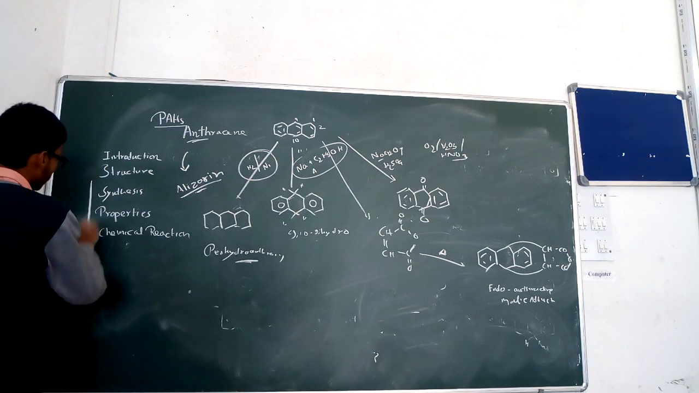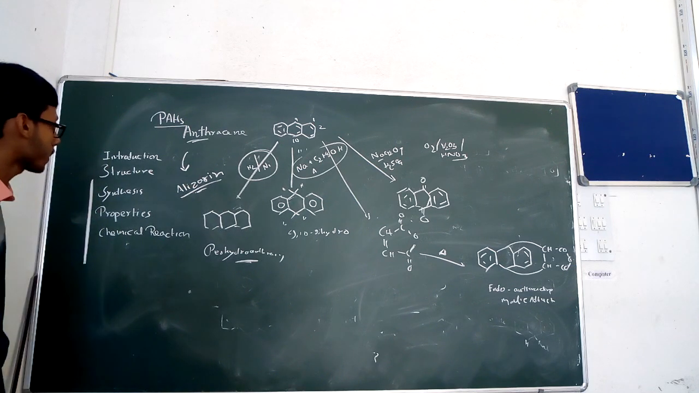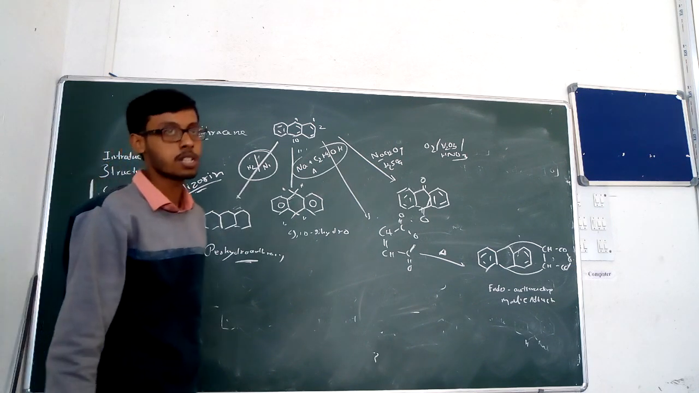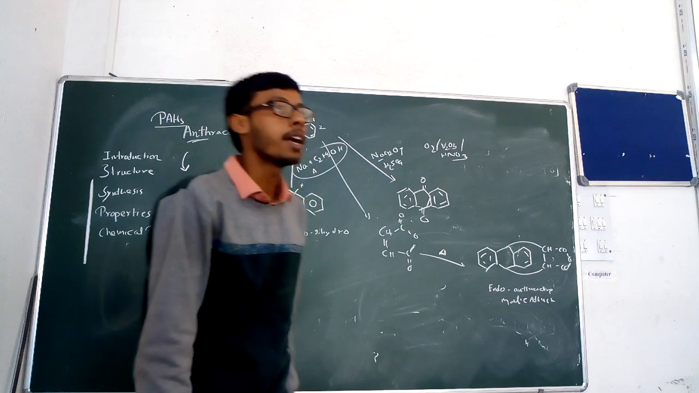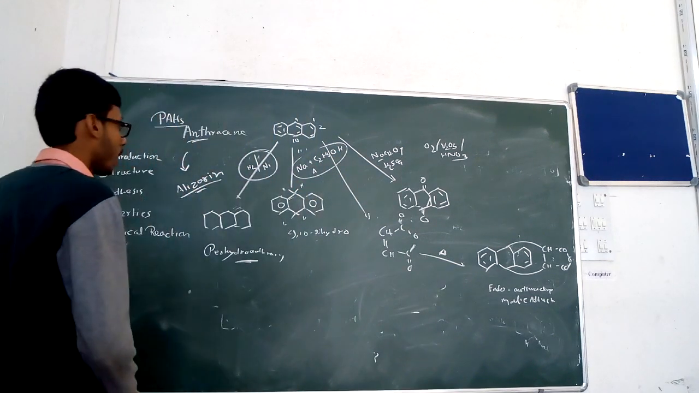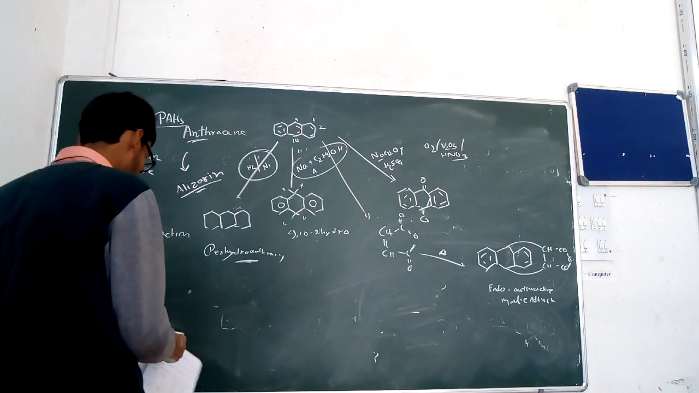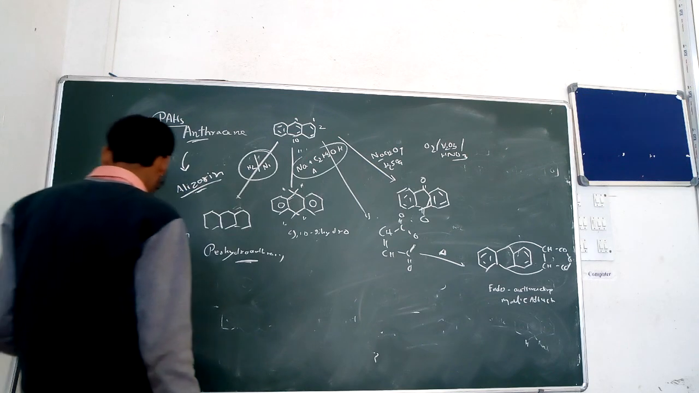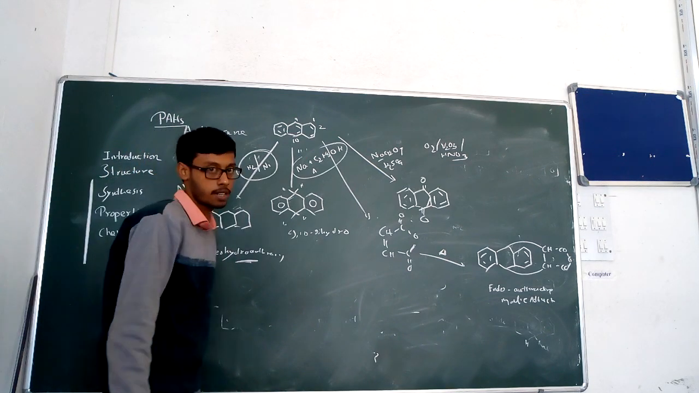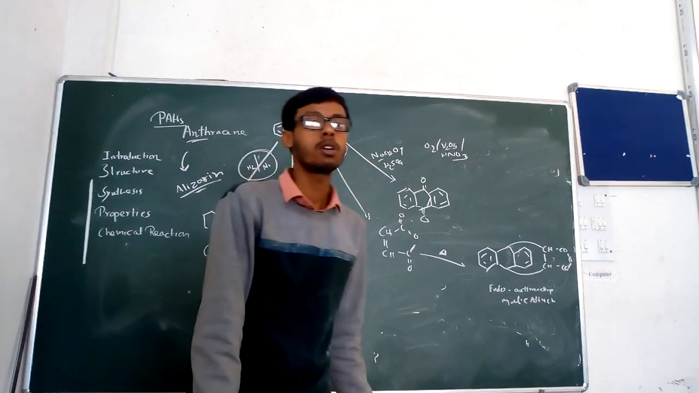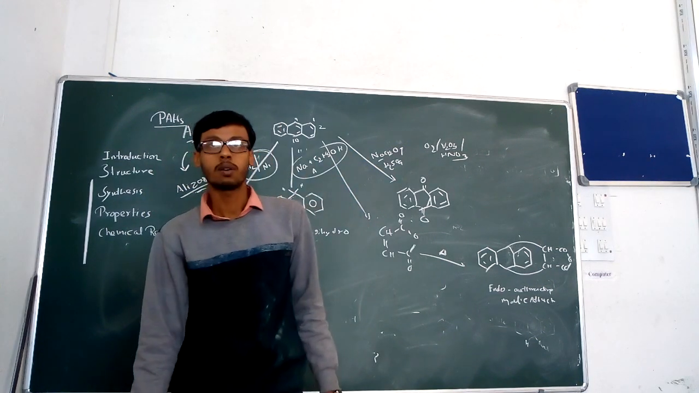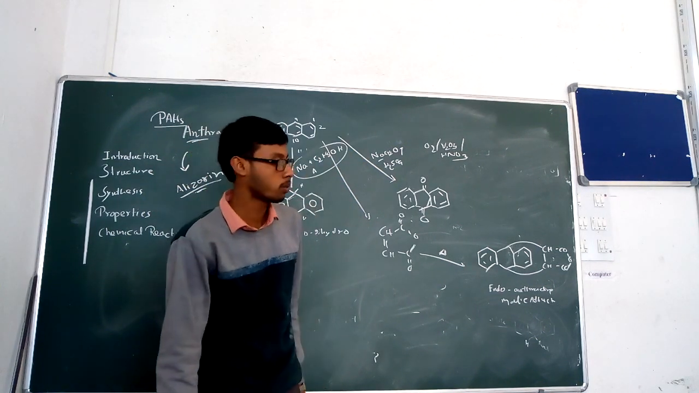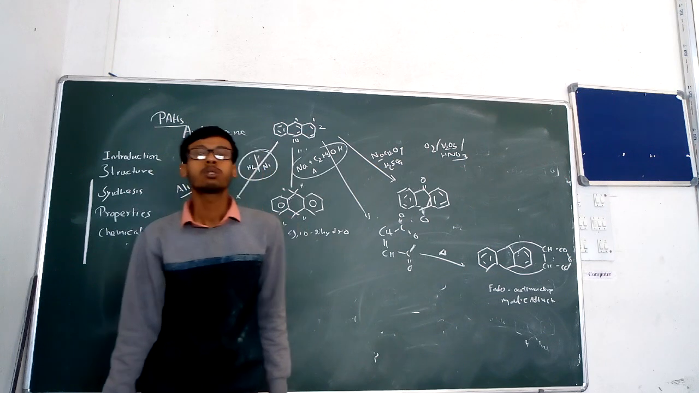And that's all about the synthesis, properties and chemical reactions of the anthracene. In the further classes we will discuss some of the anthracene derivatives, that is anthraquinone, anthrone and 2-amino anthracene. Those are the 3 derivatives we will discuss, and further we will discuss phenanthrene.